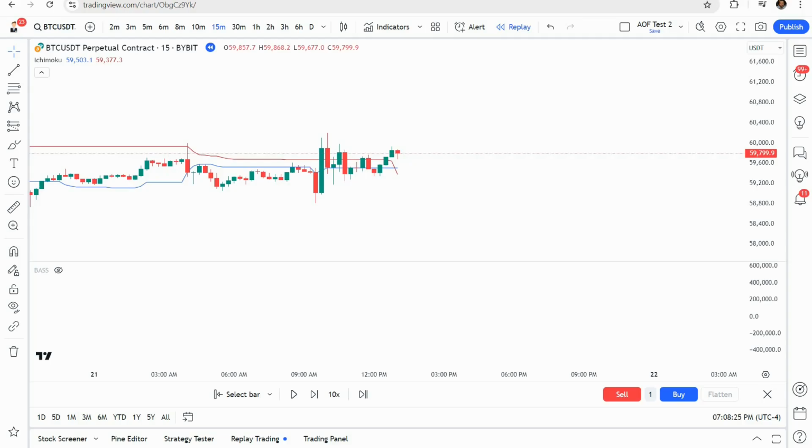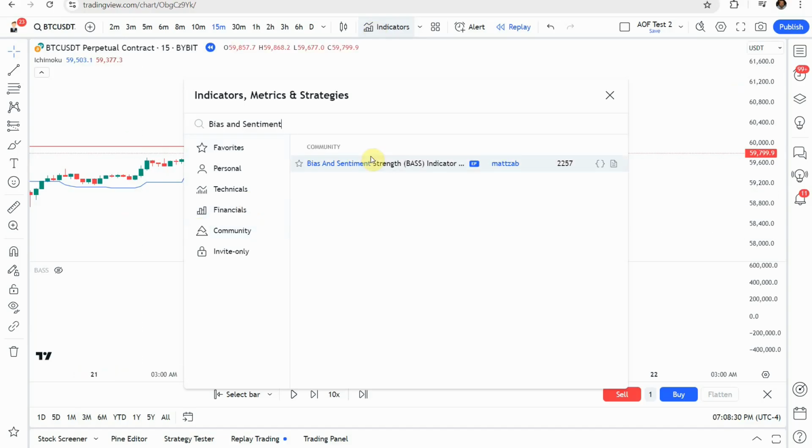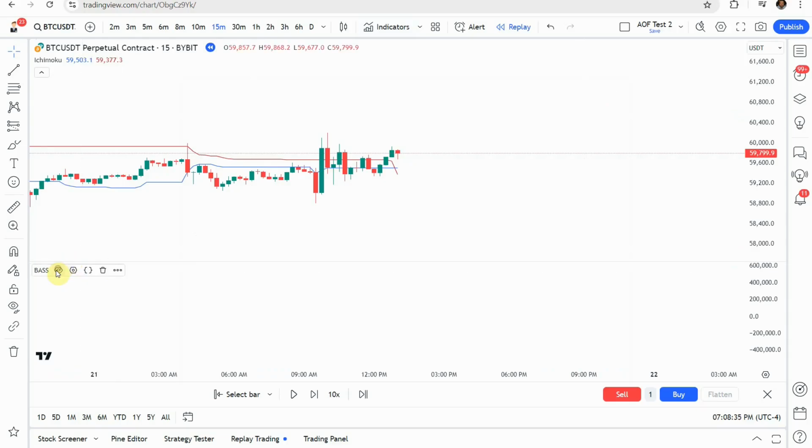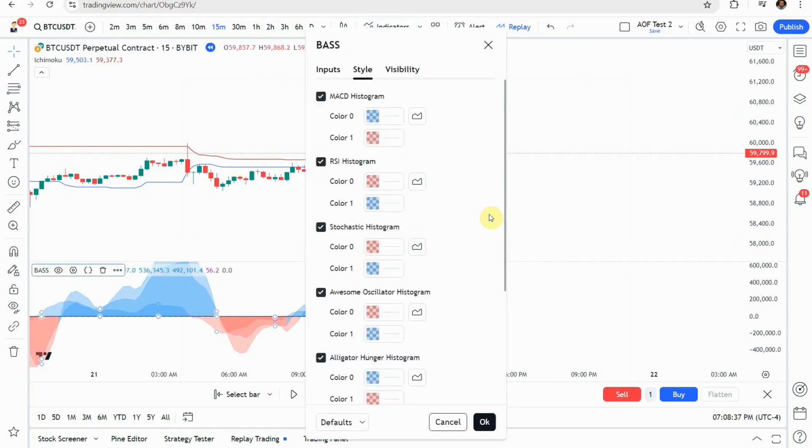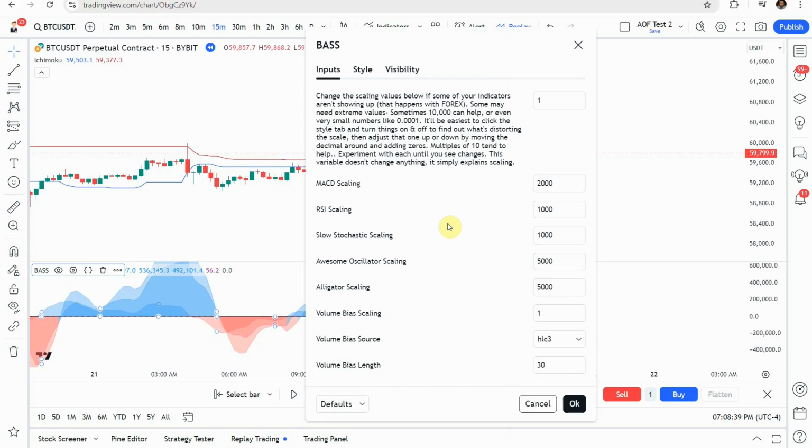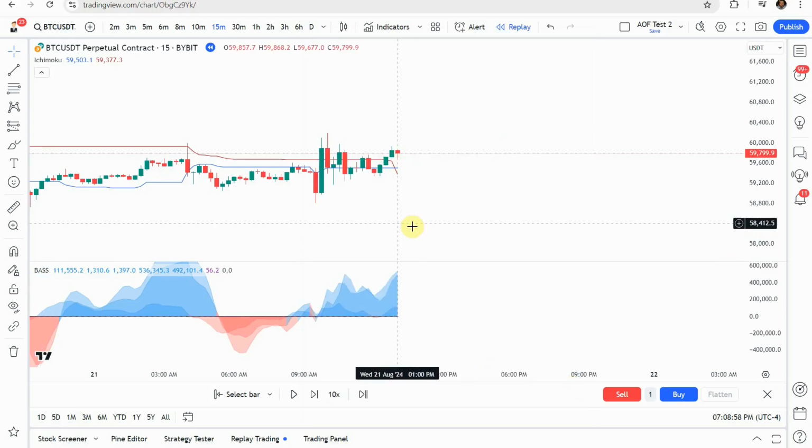The next indicator you will add to the screen is going to be the bias and sentiment strength indicator, this one right here. Go ahead and click on that and add it to the screen. And again, we're going to jump into the settings, and under the inputs, you're going to change the MACD scaling to 2000, the RSI scaling to 1000, the slow stochastic scaling to 1000, the awesome oscillator scaling to 5,000, the alligator scaling to 5,000. Go ahead and click OK.